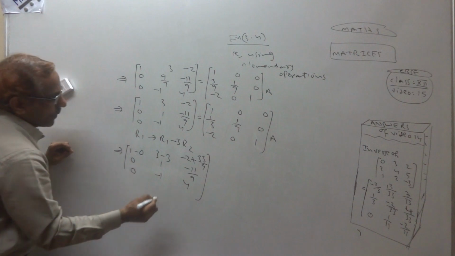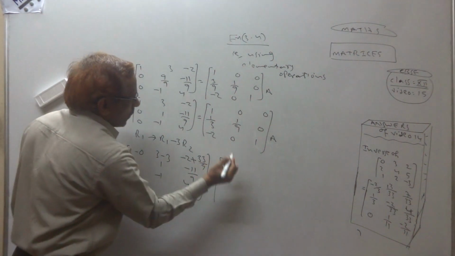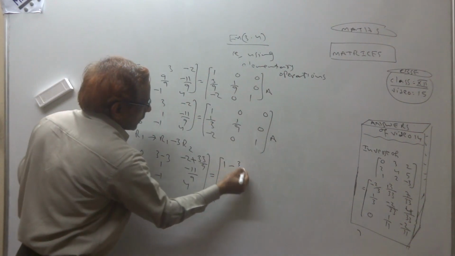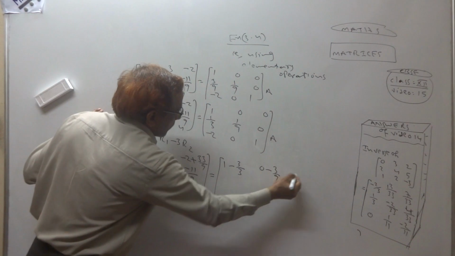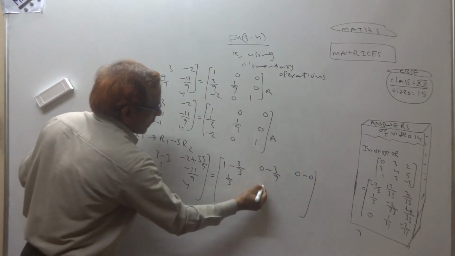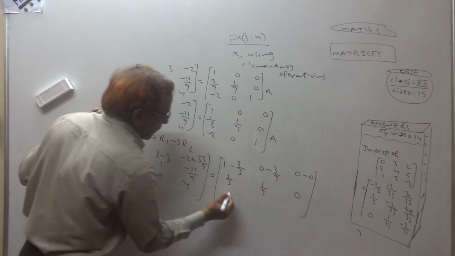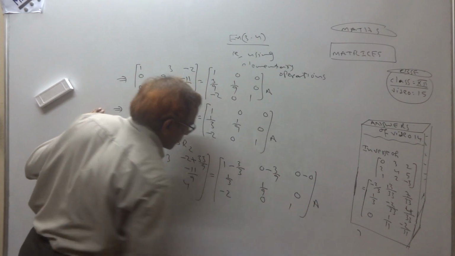Yes, everything same is equal to R1 minus 3 R2. 1 minus 3 ones are 3, 3 by 3. 0 minus 3 ones are 3, 3 by 9. 0 minus 3 into 0, 0, and everything same. Minus 2, 0, 1. Yes.